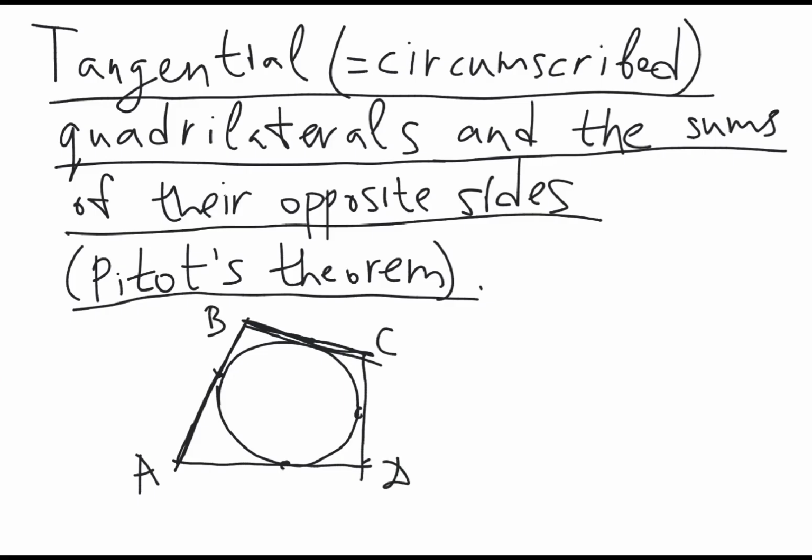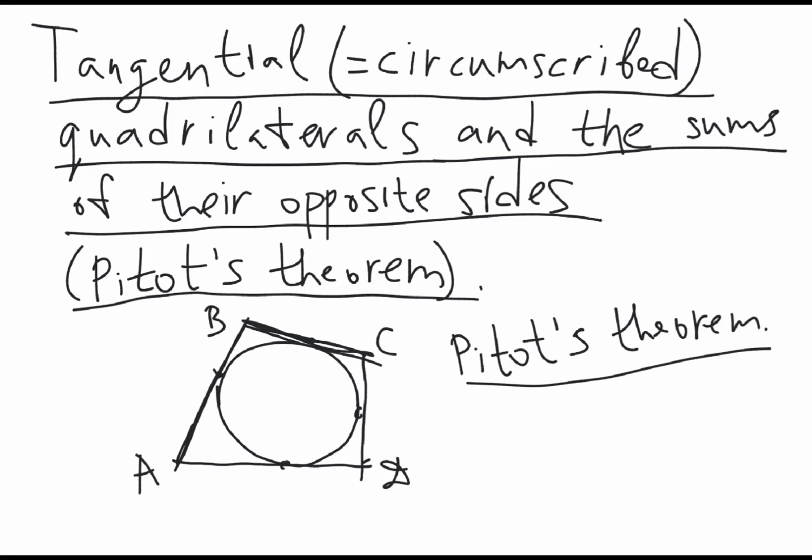And basically, so A, B, C, D, and the Pitot theorem says that for such a quadrilateral we have AB plus CD is equal to BC plus AD. So the sums of the opposite sides are equal to each other.